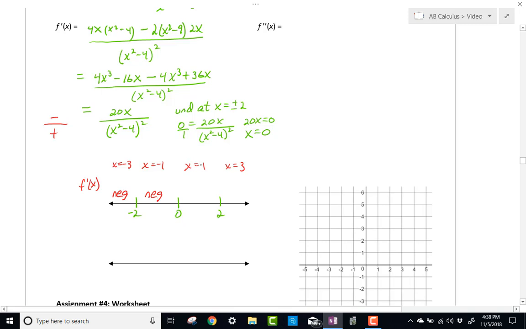If you plug in positive 1, the numerator is now positive. The denominator is always positive, so f prime is positive. And the same thing happens when you plug in 3. Numerator is positive, denominator is positive. So here we go.